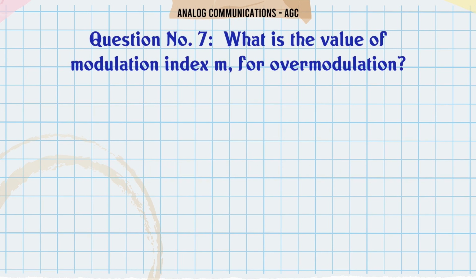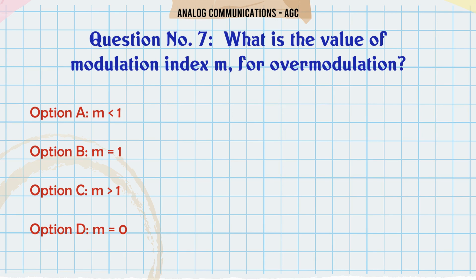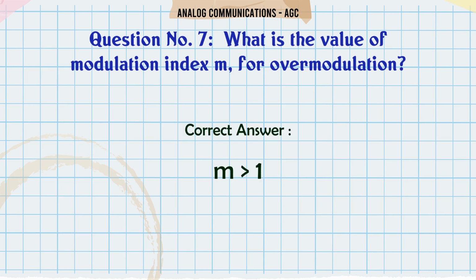What is the value of modulation index M for overmodulation? A. M<1, B. M=1, C. M>1, D. M=0. The correct answer is M>1.